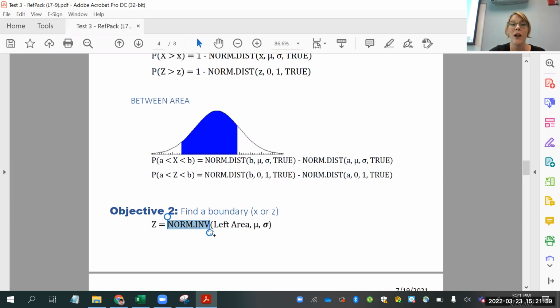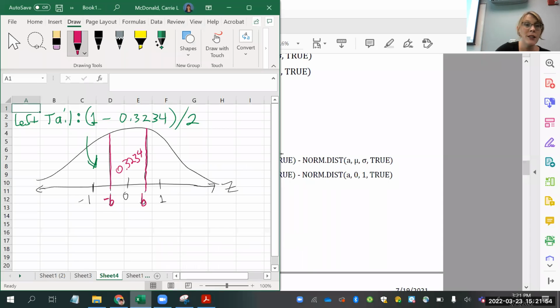Now, also it says that norm.inverse wants you to feed it a left area. That's why I'm only interested in the area to the left of one of my boundaries, because now using that left area, 1 minus 0.3234 divided in half, I can use norm.inverse to find my answer. Okay, so now what is that answer there? What is that area to the left? Let's figure out what it even is.